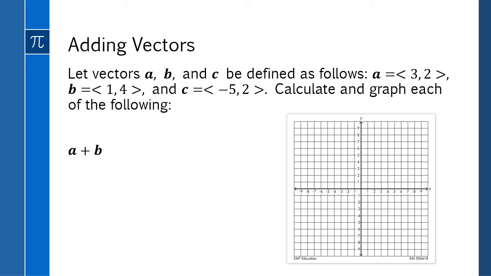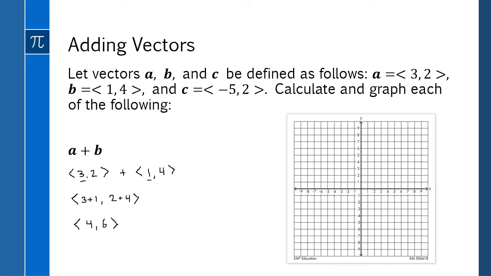Vector a plus b. A is given by 3, 2, and b is given by 1, 4. So if we want to find the sum vector, we simply add it coordinate-wise. So the x coordinates, 3 and 1, get added together, and the y coordinates, 2 and 4, get added together. And that gives me a sum vector of 4, 6.